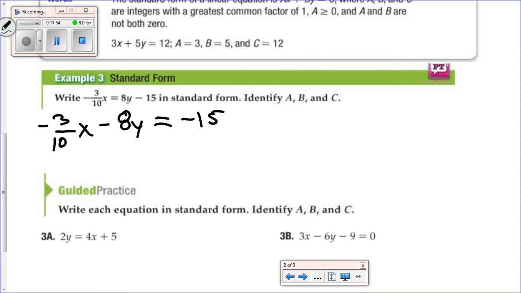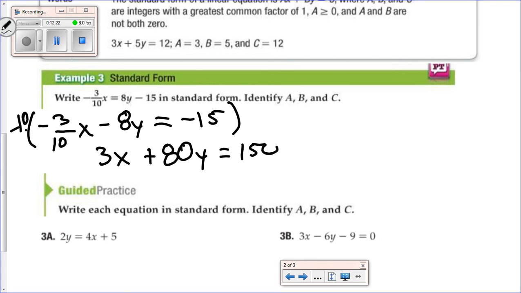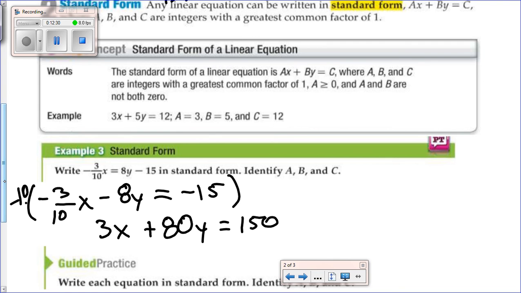Alright, so next we would like to get the 10 out of the denominator. So what we need to do is multiply everything by a factor of negative 10. It's going to cancel our denominator. So that gives us 3x plus 80y is equal to 150. And now we should have this in standard form if we just look above here. Make sure we've applied all the rules. A, b, and c are integers. That's why we had to clear the fraction.